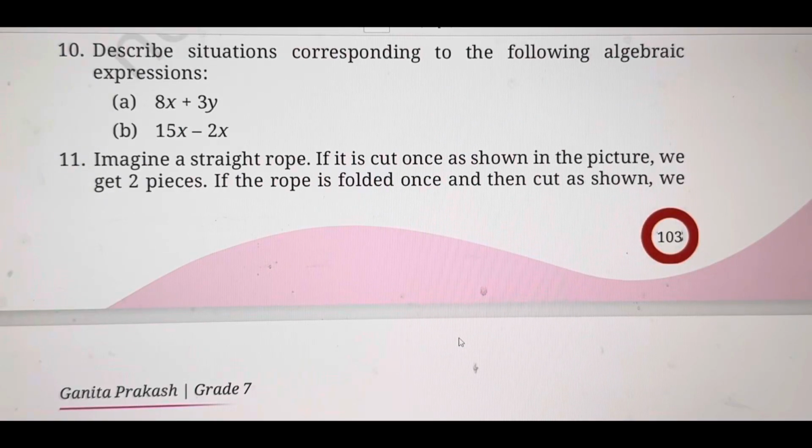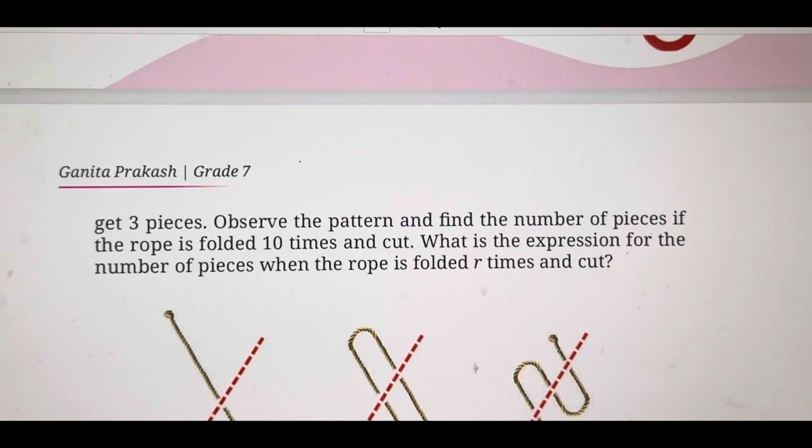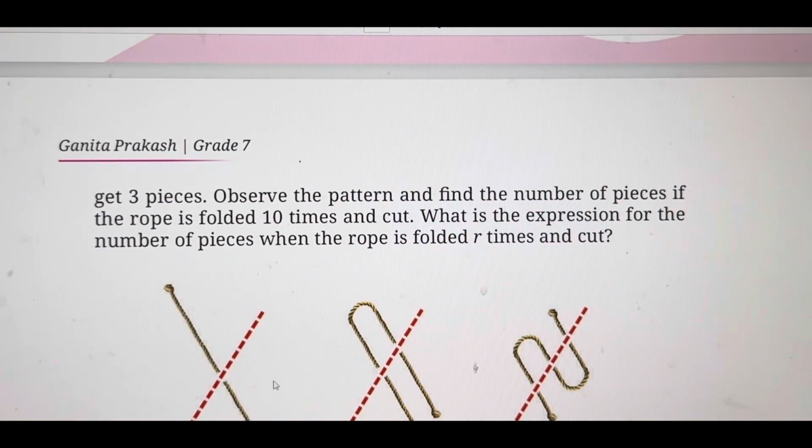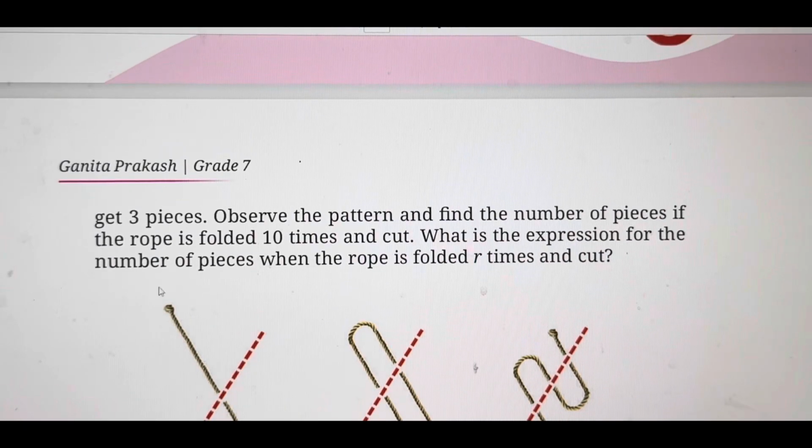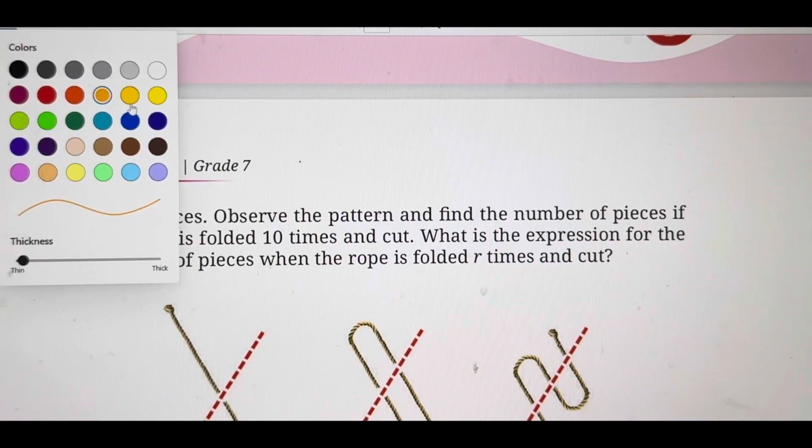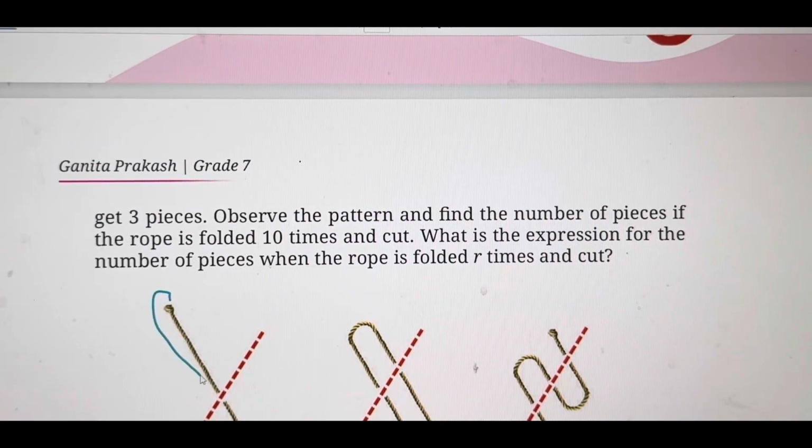Question number 11. Imagine a straight rope. If it is cut once, as shown in the picture, we get 2 pieces. Like this is one rope and we cut it once, you get 2 pieces. This is one piece and this is the other piece. So with one cut, 2 pieces. Let us read it further.